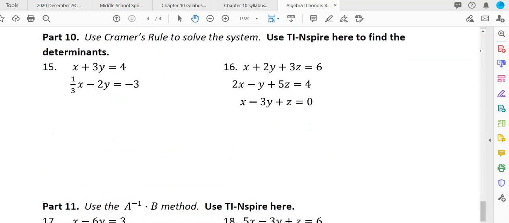Okay. Use Cramer's rule to solve. You have to set it up, I know you use Cramer's rule, but the spiral will do the determinants just fine for you. So Cramer's rule looks like this. So x equals the determinant of the coefficient matrix here, which is 1, 3, 1/3, negative 2. Up top, 3 and negative 2 stay in the same spots, but I'm solving for x. I'm going to replace those with these two variables, 4 and negative 3. Set up my y.